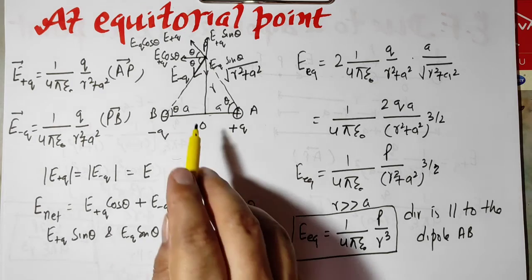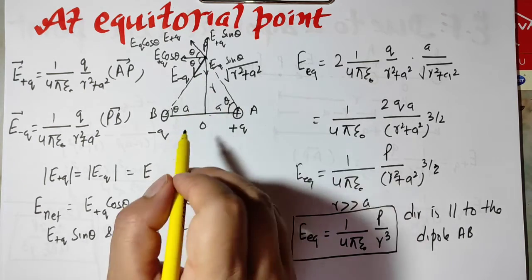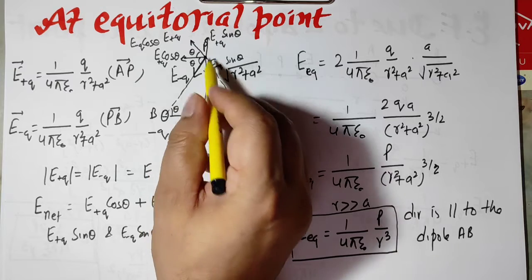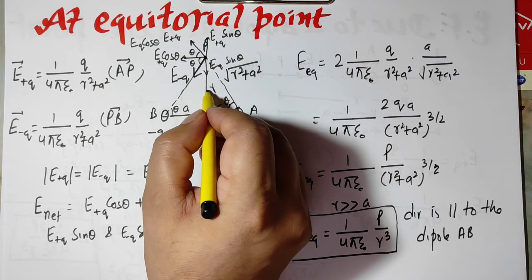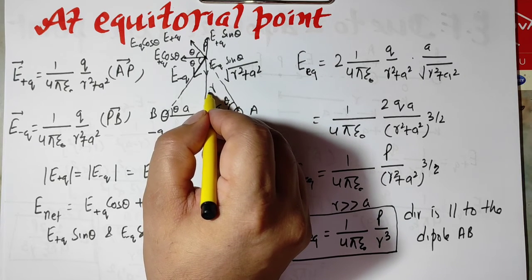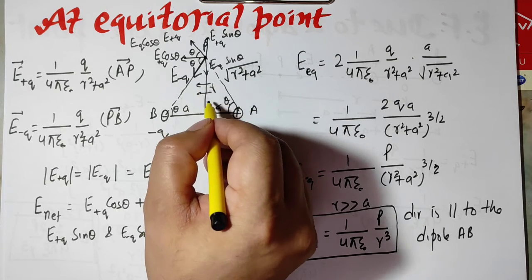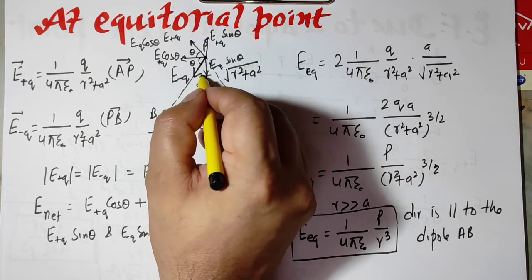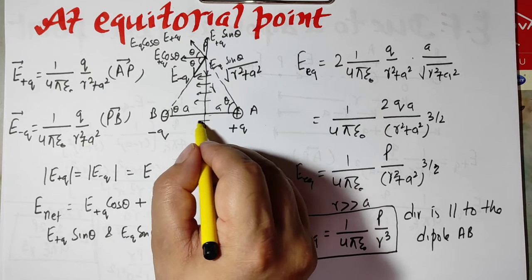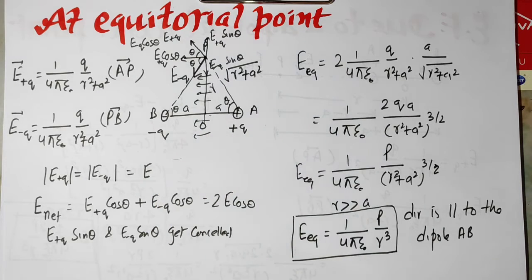So at equatorial position, if you take any point on this equatorial position, the electric field will always be in this direction. Electric field is here, direction is here. At this point, direction is here. At any point on this equatorial position, direction is here. Is it clear? Okay, now at a general point.